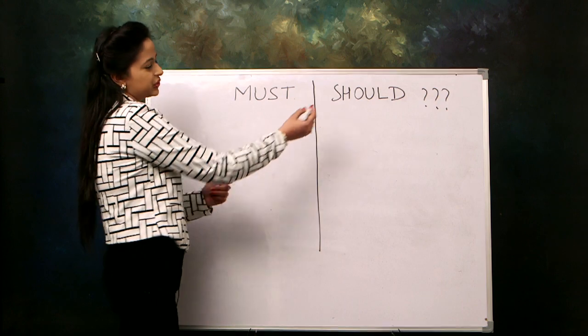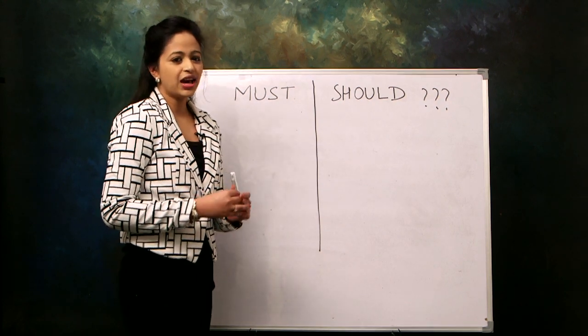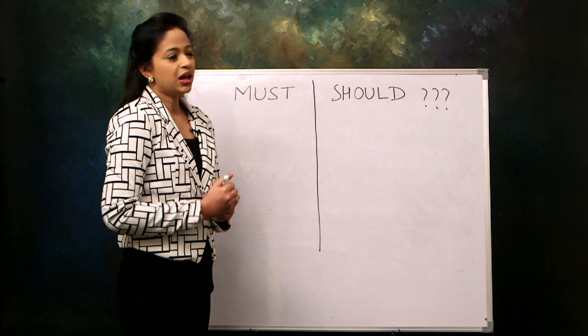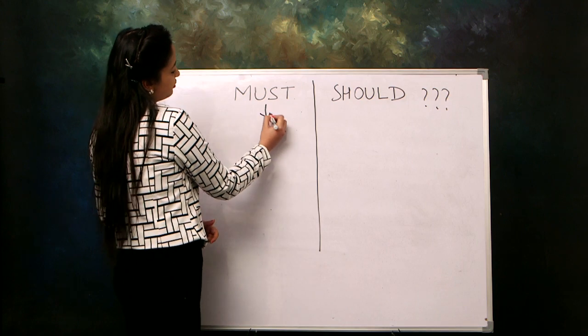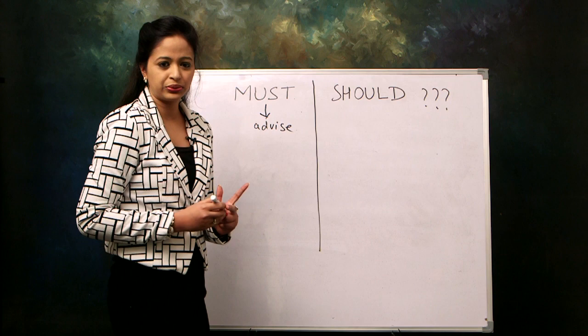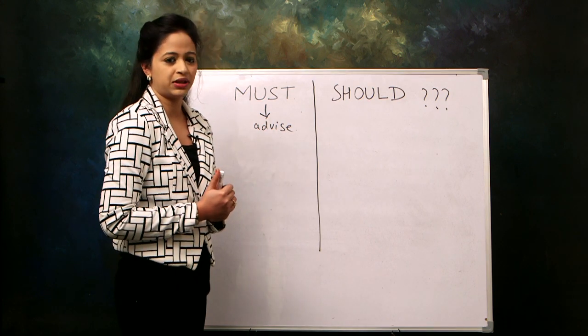Both must and should are used to give advice. But what is the difference? How do I get to know where to use must and where to use should? We use must to give advice when I want to express a stronger point of view. That means when I want to put more emphasis on my statement.